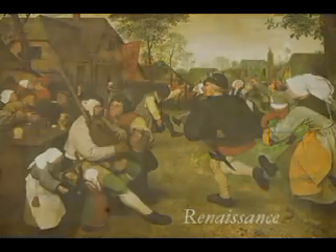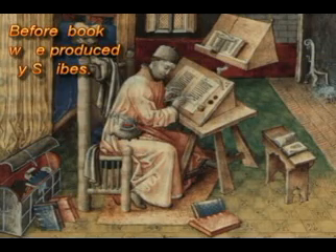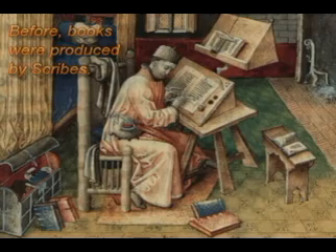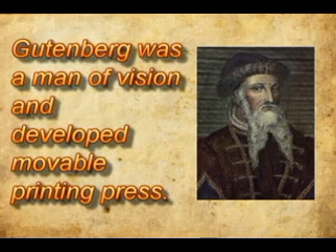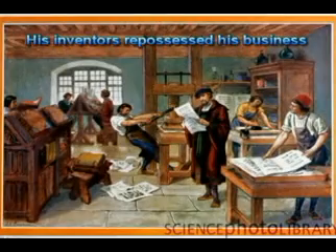Before Johann Gutenberg's invention of the printing press, books were produced by scribes. The process of writing was very laborious. This remained true until the invention of movable type, which is attributed to Johann Gutenberg. Gutenberg was a man of vision and developed the movable printing press, which made the process much quicker and cheaper than woodblock printing. However, his investors repossessed his business before the mass-produced book was successfully printed.